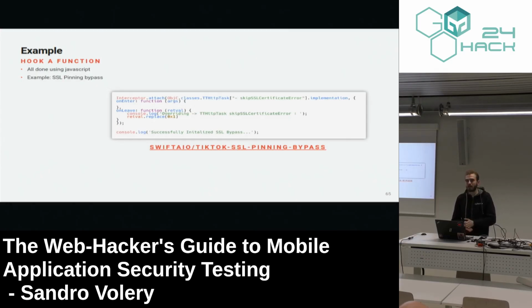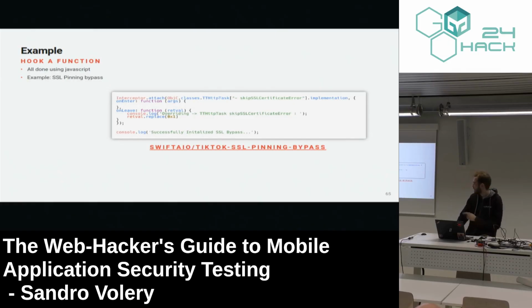And then as for the last example with Frida, it's actually hooking a function. So the actual interception of a function, you could say. And this example is an SSL, so certificate pinning bypass for TikTok. And what's happening here is it simply intercepts on the class TTHttpTask, so TikTok HTTP task, and it's going to set this flag, skip SSL certification error. And every single time TikTok receives a certificate error, Frida is going to make sure that TikTok ignores this error.